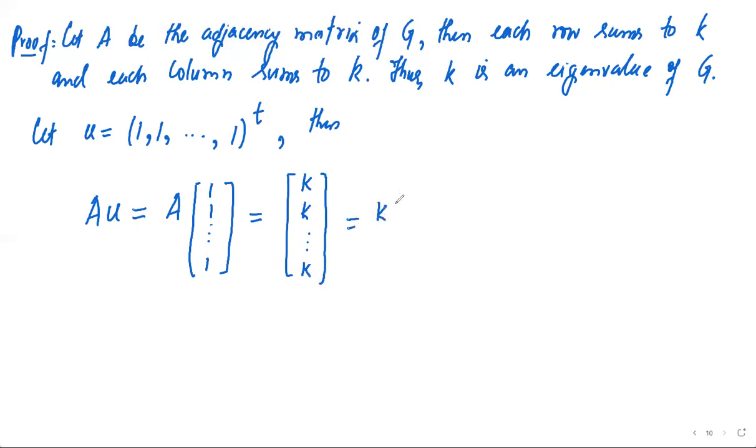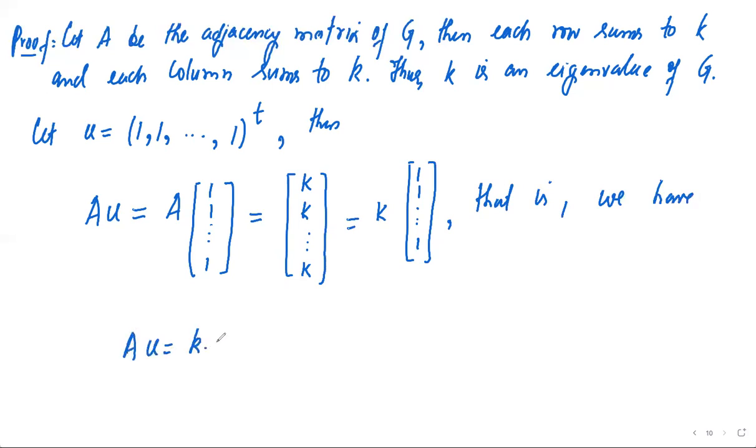Now we can take K outside of this matrix. This is equal to K times (1, 1, and so on, up to 1). So that is what we obtain. That is, we have AU equal to K times U. And this equation clearly tells us that this U is an eigenvector corresponding to the eigenvalue K. Thus U is an eigenvector, or we can just write that (U, lambda) is an eigenpair of A.